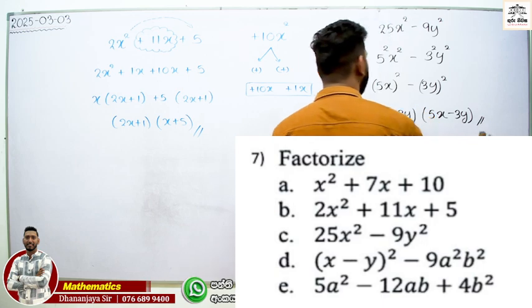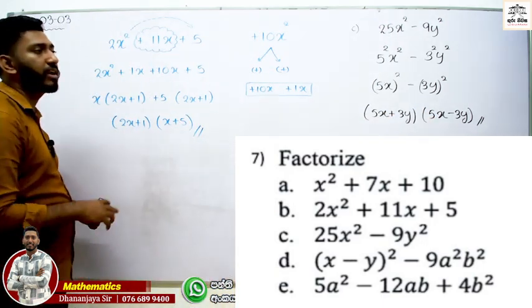Changing the order is not a problem. 5x minus 3y, 5x plus 3y. It's okay.